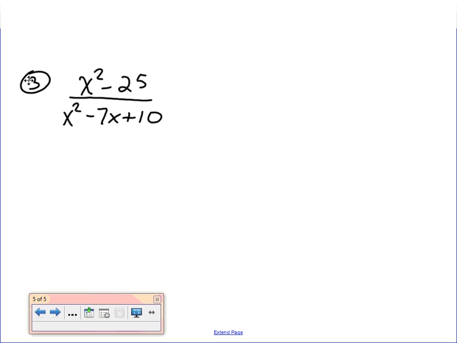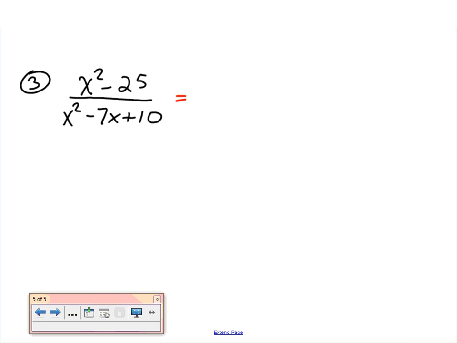All right, this is number 3. All they've given me is an irrational expression. There's no multiplying, there's no dividing. All they want me to do is reduce, simplify. It's exactly what you did for homework on Friday. So here's what we're going to need to do to simplify. We're going to need to factor both the numerator and the denominator.